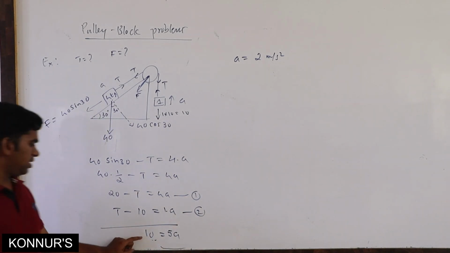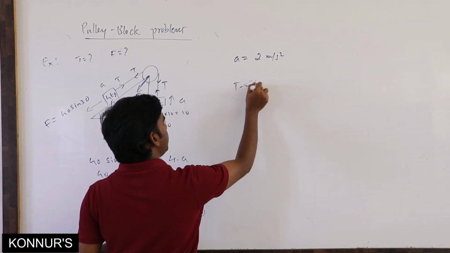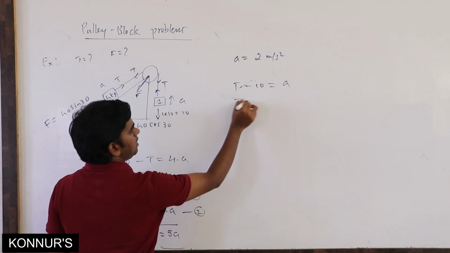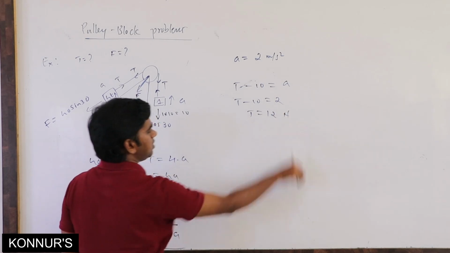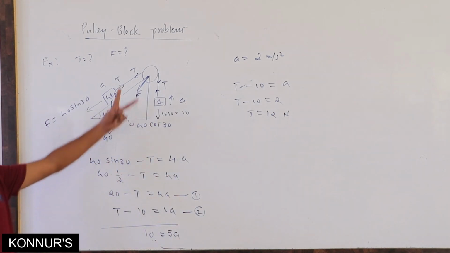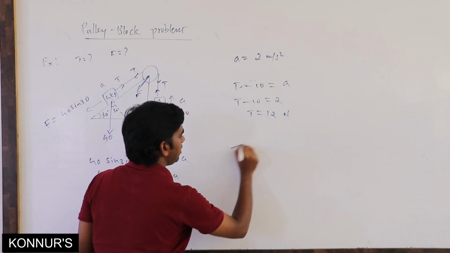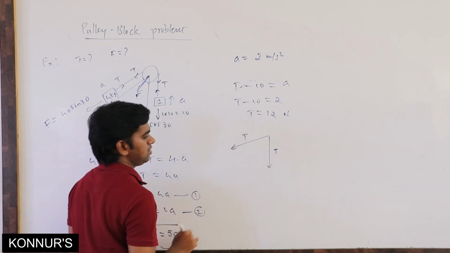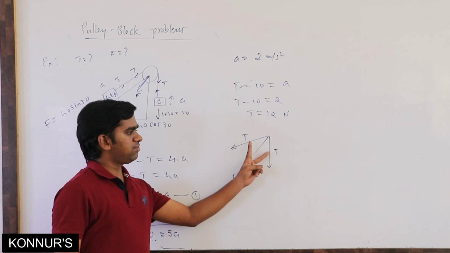If you get acceleration as 2, what is tension then? Tension: T minus 10 equals a. So T minus 10 equals 2, so tension is 12 Newton. So you got tension. Now we have to find the net force. If I draw that diagram, T is in this direction, T is in this direction, and you want F. F is nothing but the resultant of these two.